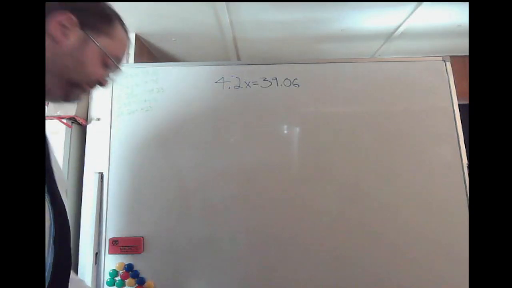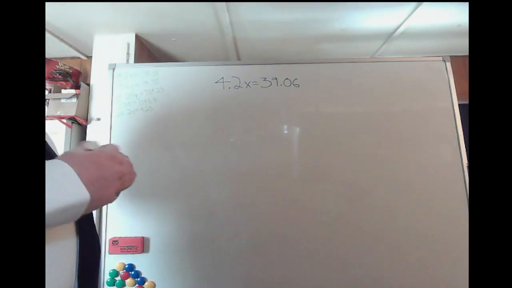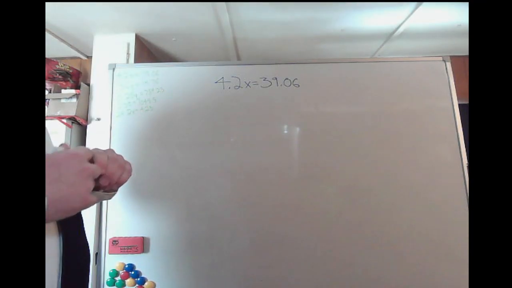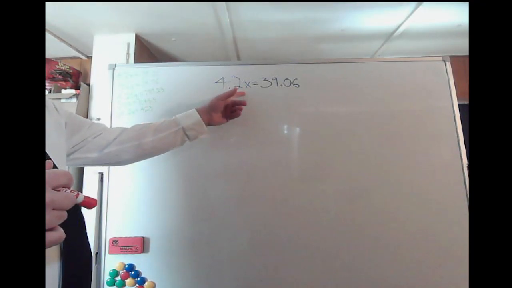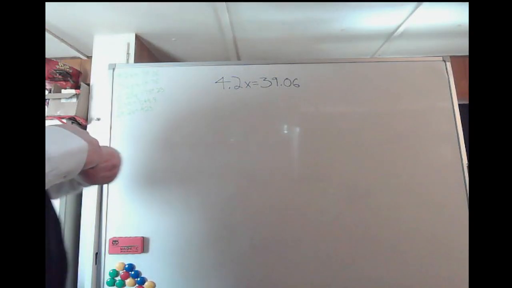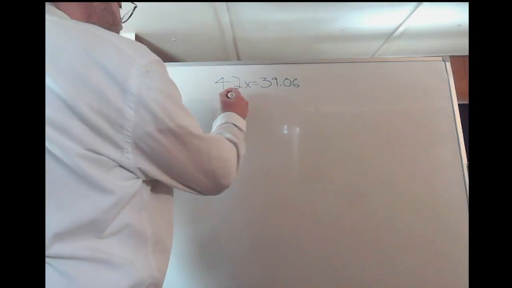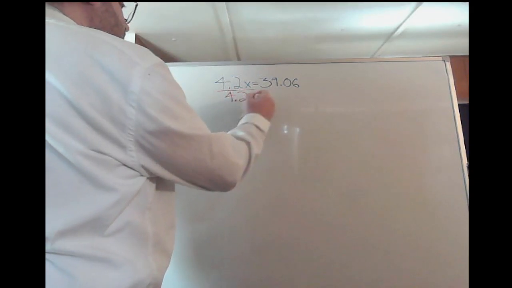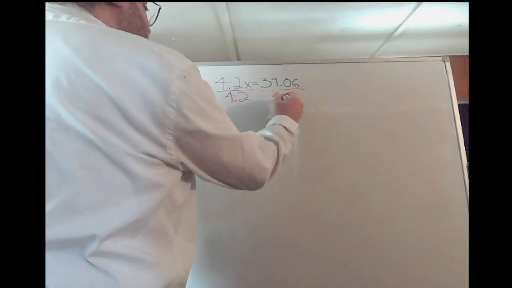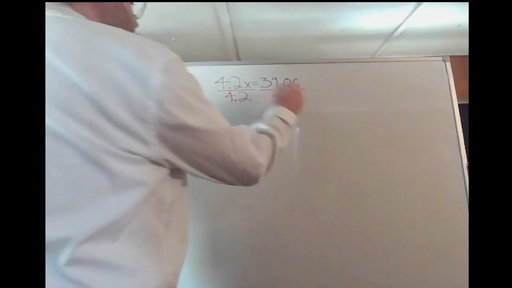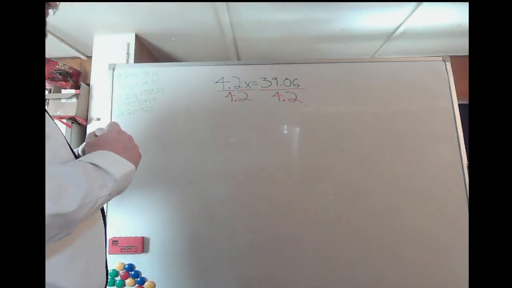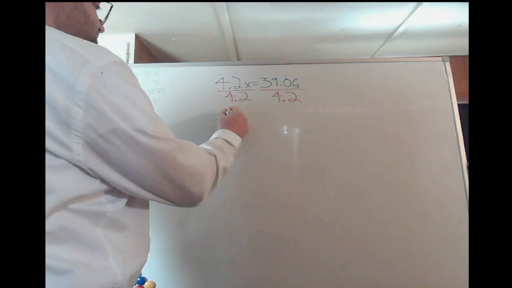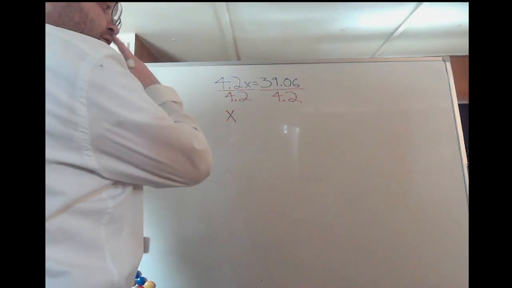But again, like any other equation with a variable, the goal is to get the variable by itself. So we have 4.2 times x. That means we need to divide by 4.2. So what you do to one side, you got to do to the other. So you'll have 4.2x divided by 4.2 equal to 39.06 divided by 4.2. Well, x will end up by itself because 4.2 divided by 4.2 is 1.